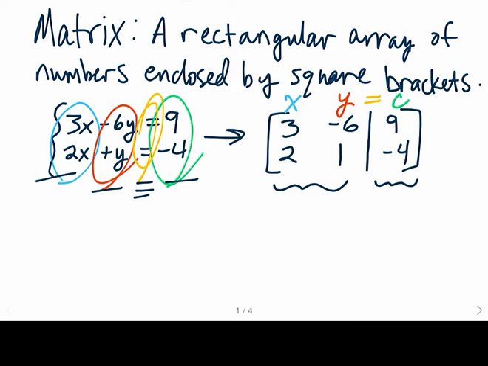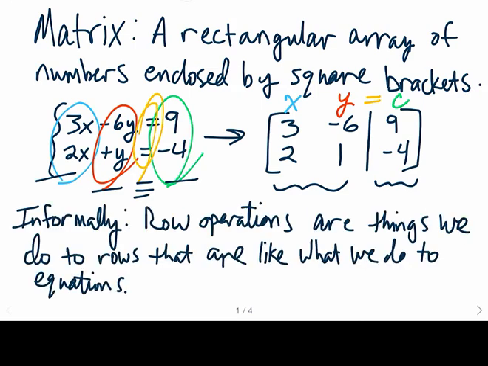Those are called row operations. Informally, and I cannot stress that enough, informally, row operations are things we do to rows that are like what we do to equations. All right, let me get rid of that, make some room, and we're going to get to work on this augmented matrix.